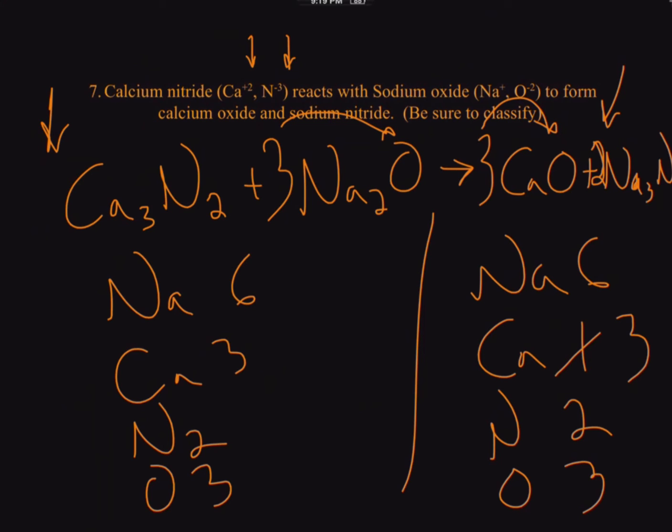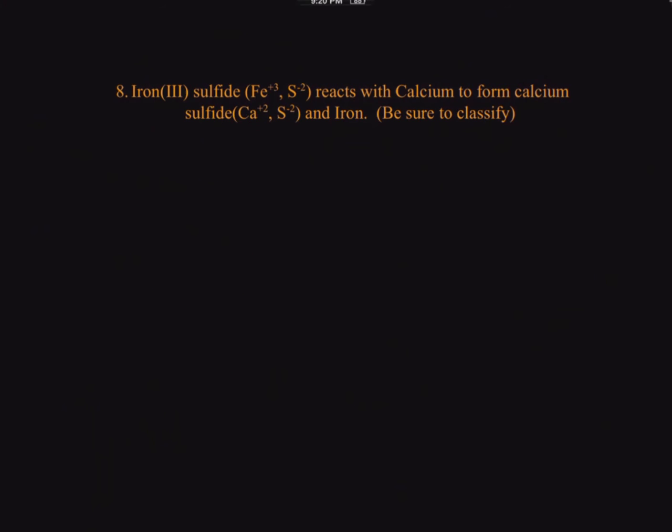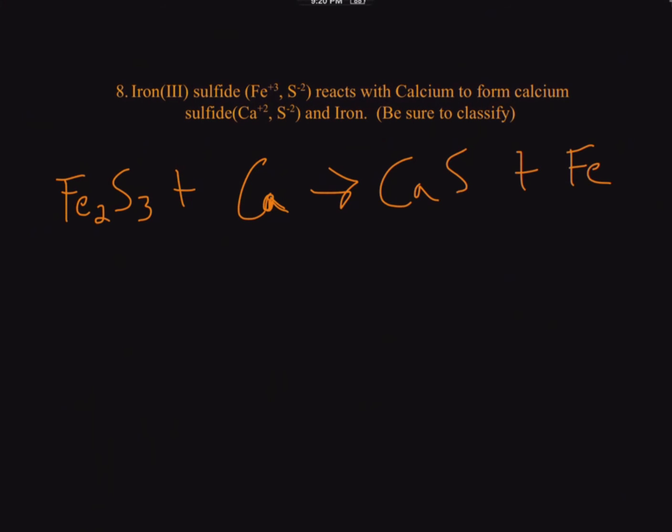Iron 3 sulfide reacts with calcium, just the element, to form calcium sulfide and iron as an element. So to write this out, we're going to switch the charges around. So iron with sulfur is Fe2S3 plus calcium. Reacts to form calcium sulfide, which is just CaS, and iron, which is Fe.